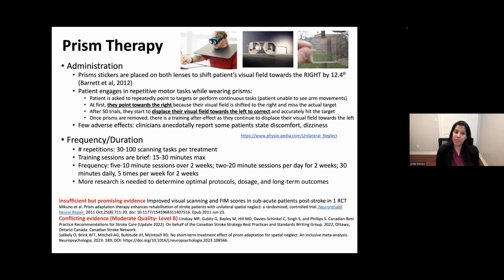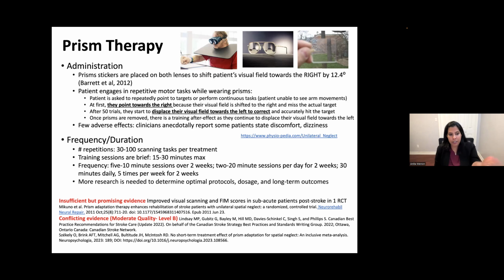Once those prisms are removed, there seems to be a training after effect where they continue to displace their visual field because they're used to doing that. They don't trust their eyes anymore. Even though their eyes are telling them that the target is right in front of them, they displace their visual field towards the left, and that gets them to scan more of their left environment. So that's how prism therapy works. The critical thing with prism therapy is lots of repetition. The more repetition, the more gains you have.